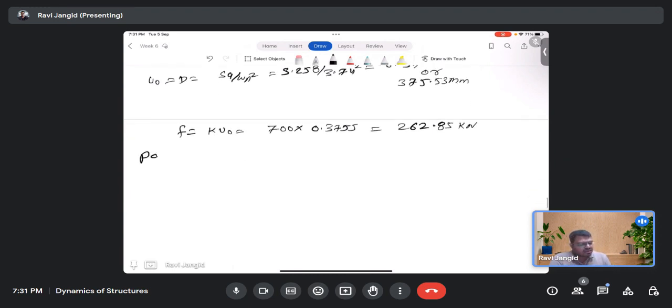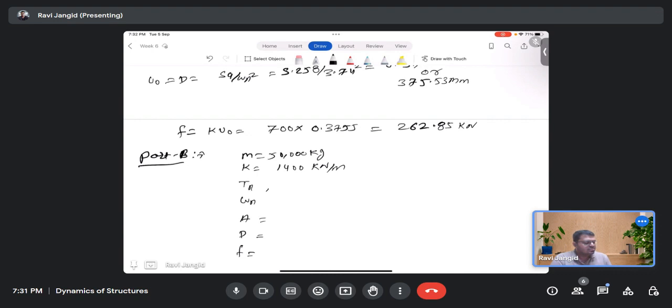So in part B, what change have we done? The mass is the same, 50,000 kg. Only the stiffness is doubled, so that is 1400 kilonewton per meter. So can you find out the Tn, omega n, A, then D, and then the base shear here, so that we can discuss. Can you give me the Tn?